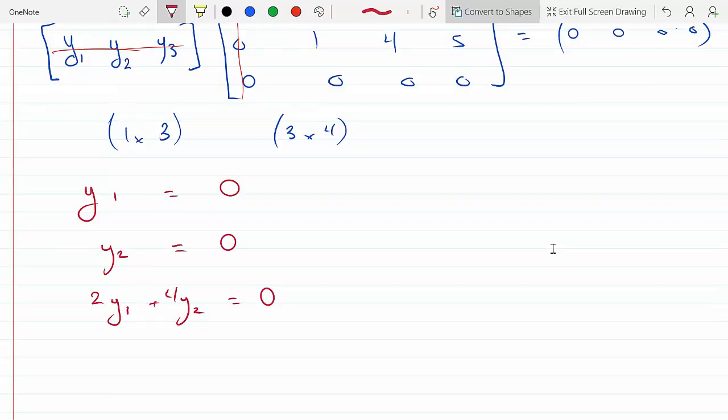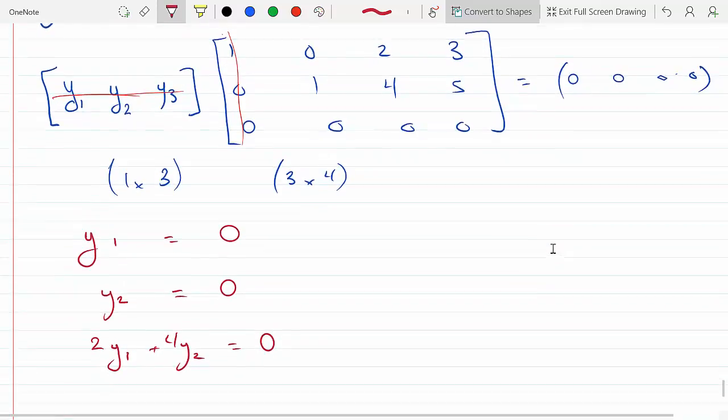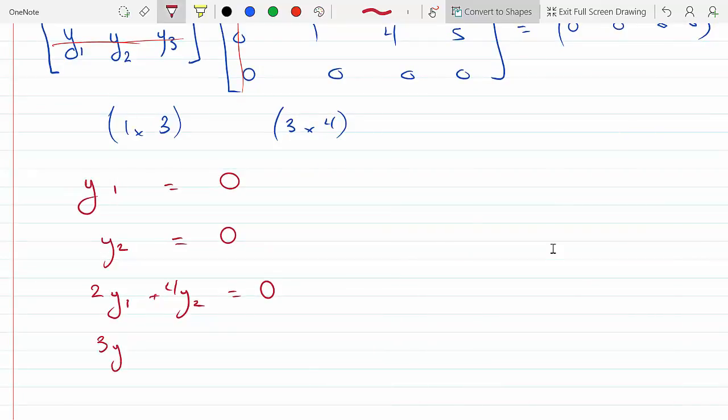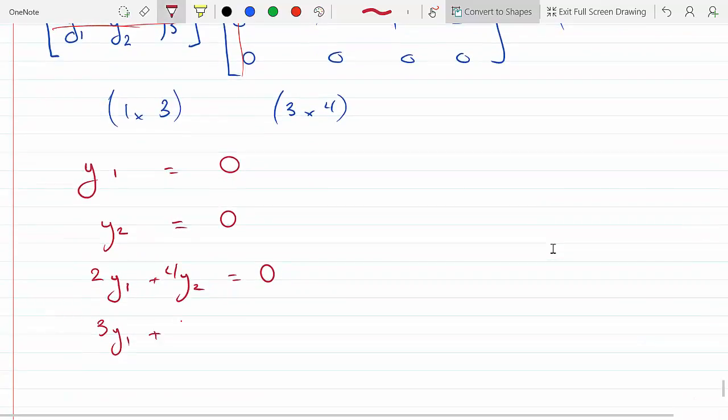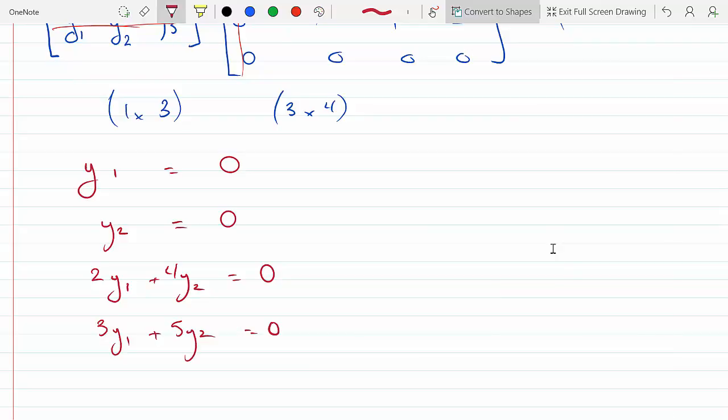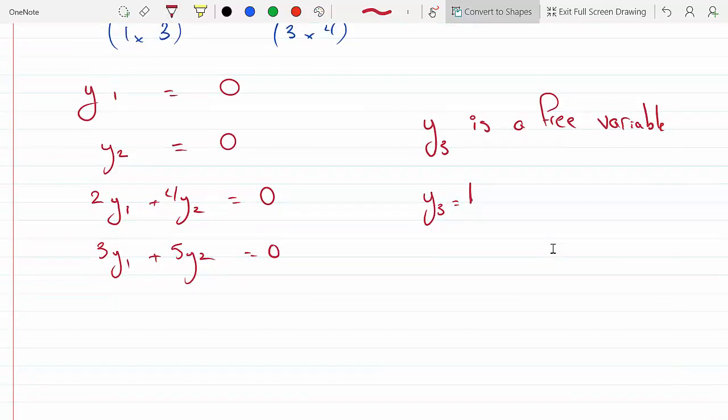And the fourth equation is 3y1 plus 5y2 plus 0y3 equals 0. Right? So y1 and y2 equal 0, so that means y3 is a free variable in this case, because y3 does not appear in the equation. So y3 is a free variable. If y3 is a free variable, then you could set y3 to equal 1.